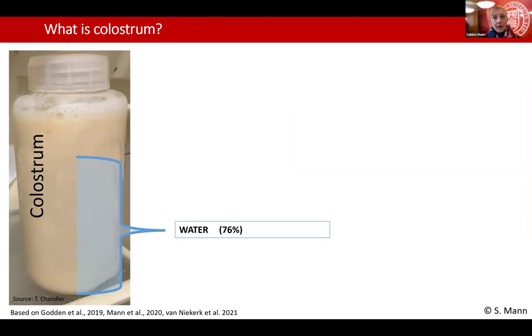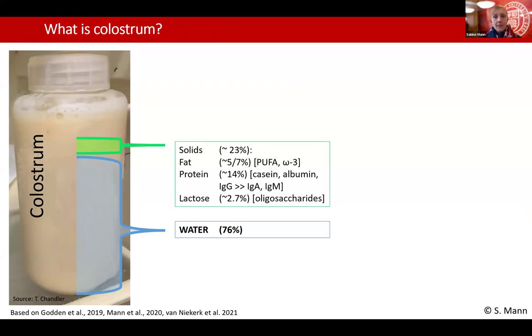So we only have about 3/4 of colostrum that is water. Water is very important for the neonates because they will have this need for drinking. And so colostrum, among other things, supplies some of this warm water with it. Solids are higher in colostrum than they are in mature milk. So we have about 23-24% solids. So about 1/4 of the colostrum portion is solids in most cases.